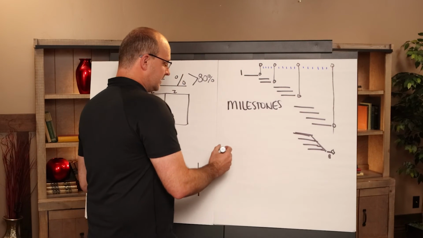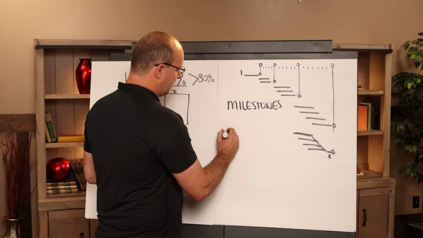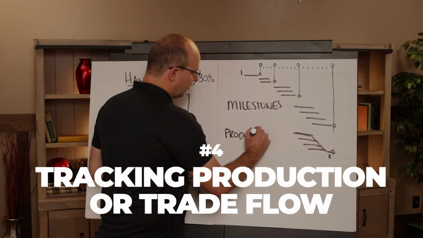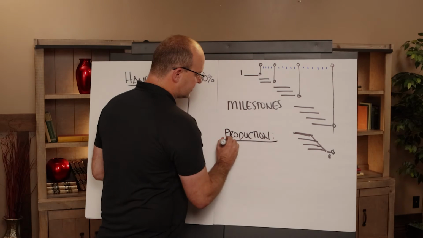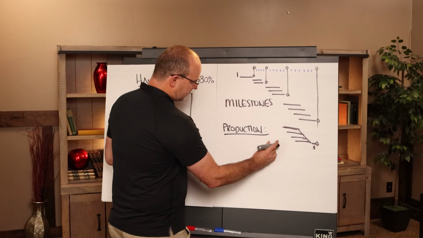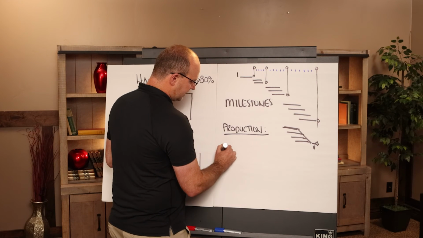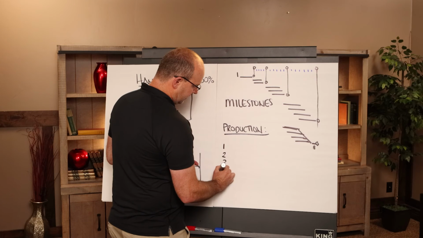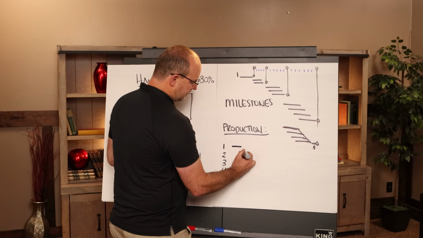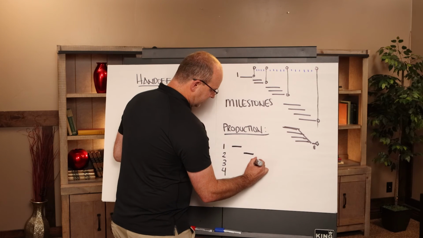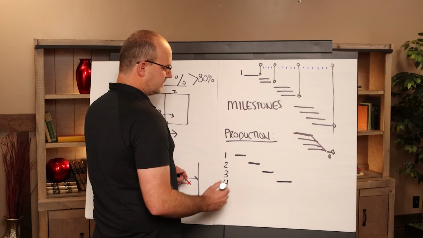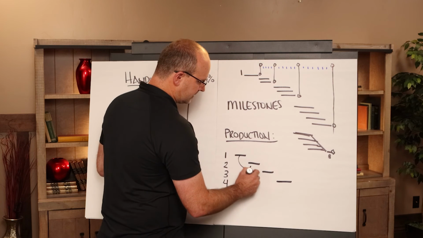Another one which is genius in the TAC production system, you can measure production or trade flow. And this is super key. So I'm not going to draw the whole phase, but a trade partner, let's say you had zones 1, 2, 3, and 4, right? And that trade partner should be moving on a tack time from zone to zone to zone. It's absolutely fantastic. So moving from here to here to here to here.